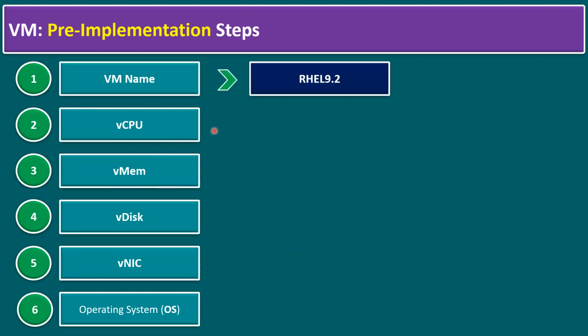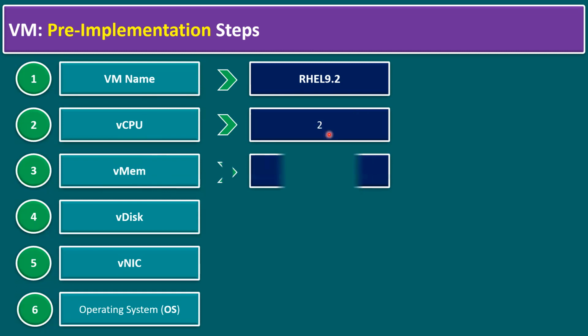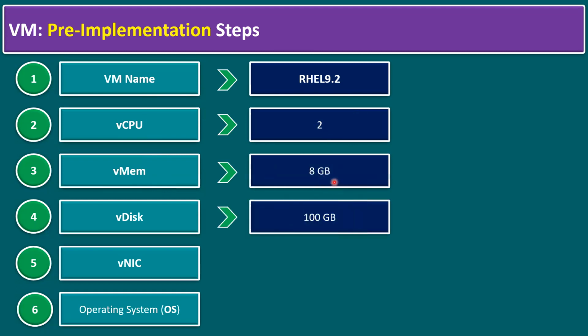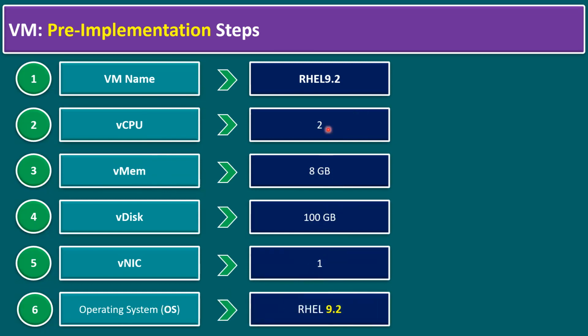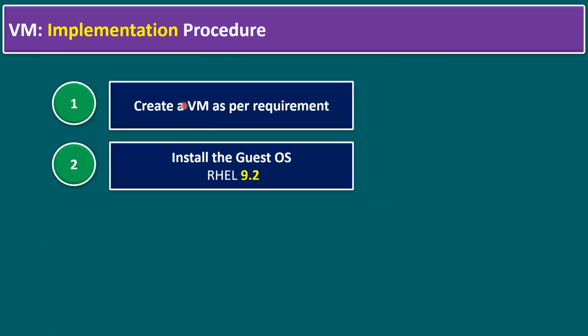So for example, I just gave VM name as RHEL 9.2 and virtual CPUs 2 and memory is 8 GB and disk size 100 GB and one network card and operating system we are installing the same OS RHEL 9.2. When we are ready with our pre-implementation steps, we are good to create a virtual machine as per the requirement. And then we can install the guest operating system, Red Hat Enterprise Linux 9.2. So let's quickly log into our lab system and we can create a virtual machine.